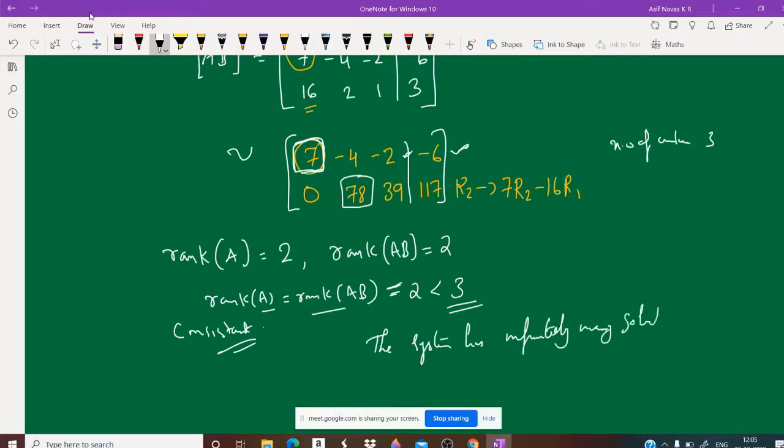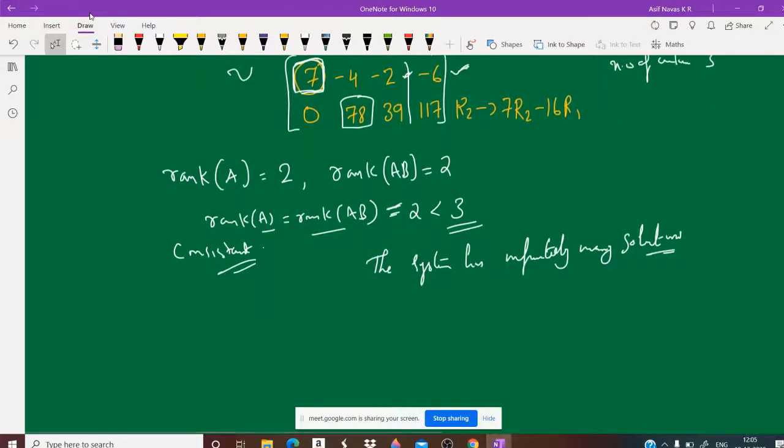That means there are arbitrary solutions. Now we want to find those infinite solutions. So what we will do is take this row. What do I mean by that row? 0x plus 78y plus 39z is equal to 117, right?